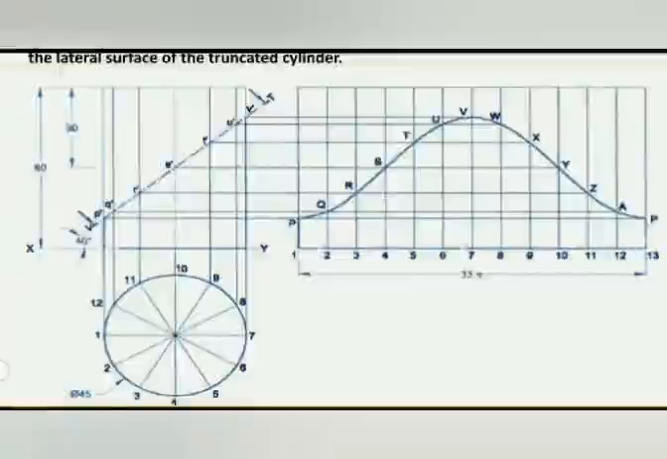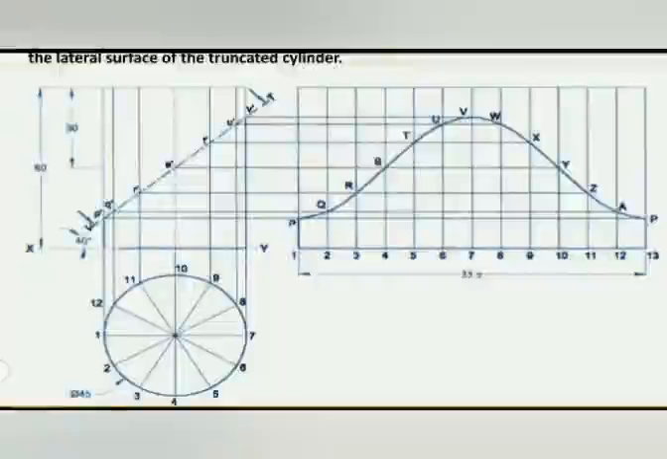This is the development. As we have divided this circle into 12 parts, we have also to divide this development into 12 equal parts. So 1, 2, 3, 4, 5, 6, 7, 8, 9, 10, 11, 12. Then we have to shift this cutting point in its development.